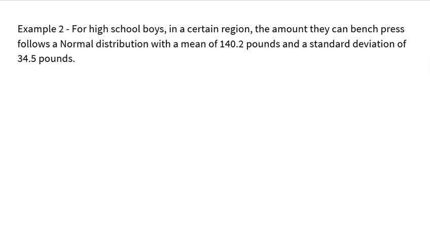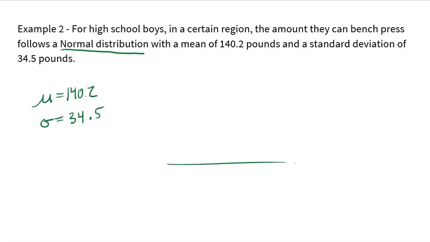All right, for high school boys in a certain region, the amount they can bench press follows a normal distribution with a mean of 140.2 pounds and a standard deviation of 34.5 pounds. Okay. Now, what's important about this sentence is that it says it follows a normal distribution. If it didn't say that, all of the commands I've taught you in the calculator, throw them out the window. They cannot be used. So I know that my mean is 140.2 pounds and my standard deviation is 34.5 pounds.